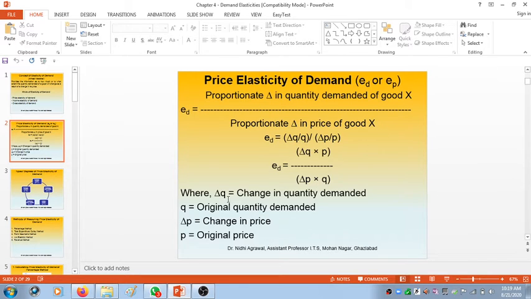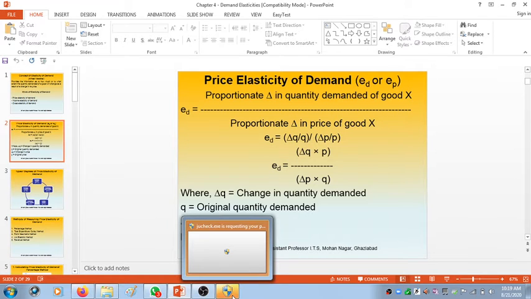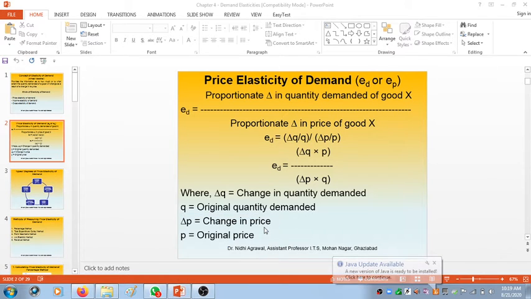These are the meanings of the symbols used in this formula. Delta Q represents the change in quantity demanded, Q represents the original quantity demanded, delta P represents the change in price, and P represents the original price. Okay.